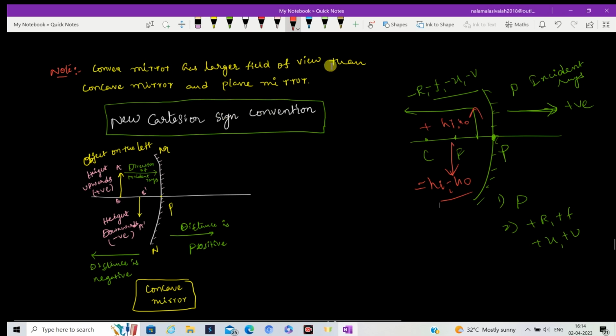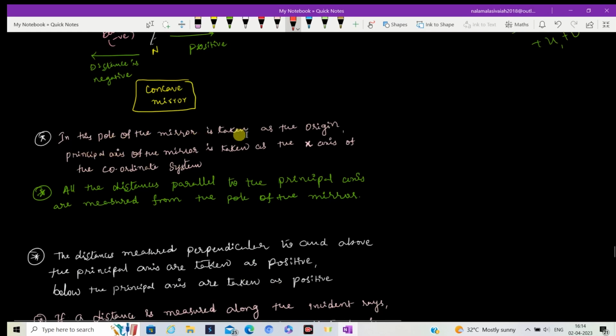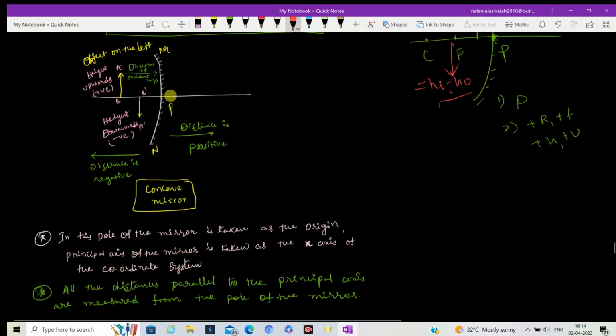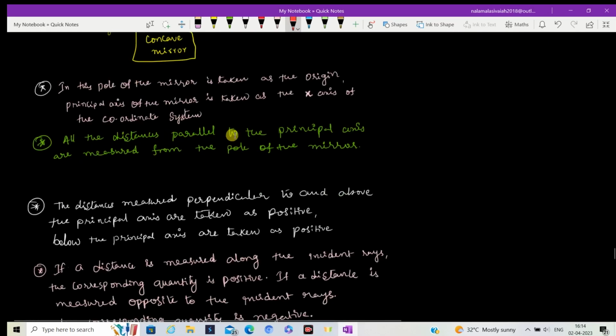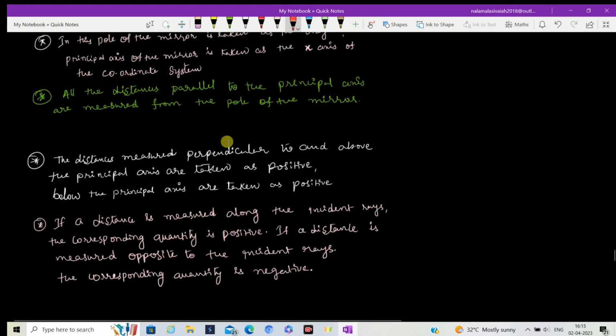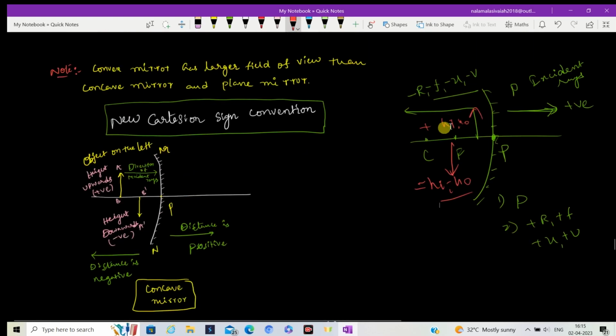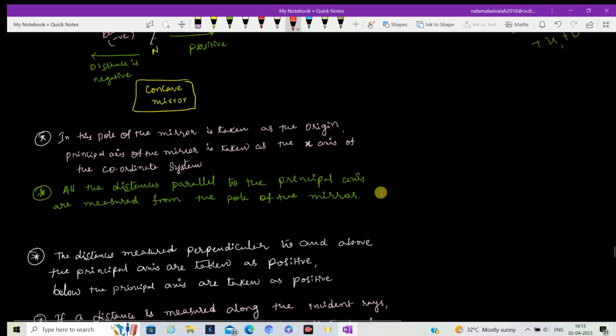The convex mirror has a larger field of view than the concave mirror. This you already know, the new Cartesian sign convention. So here you can see the concave mirror, and here you can observe all the points. If the pole of the mirror is taken as the origin, the principal axis of the mirror is known as the x-axis. So this is the principal axis, known as the x-axis. All distances parallel to the principal axis are measured from the pole of the mirror. As I said, all measurements will be considered from the pole only. Then the distance measured perpendicular to the principal axis, above the principal axis, is taken as positive, and below the principal axis is taken as negative.